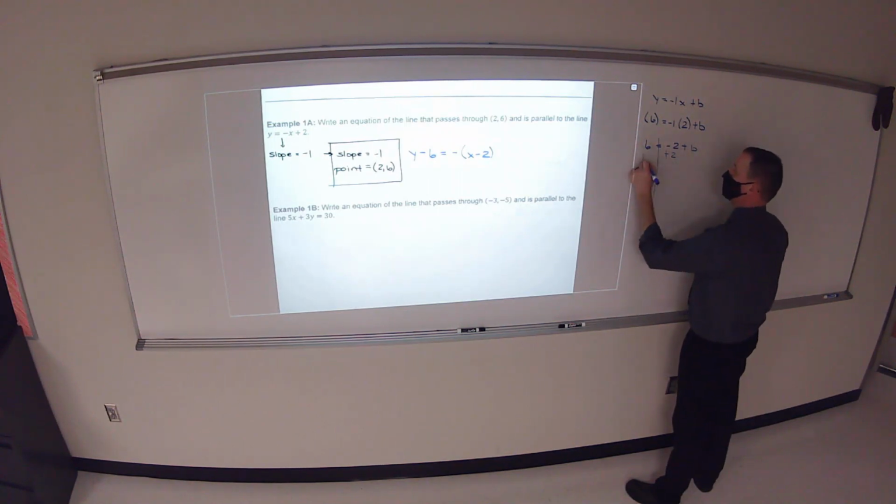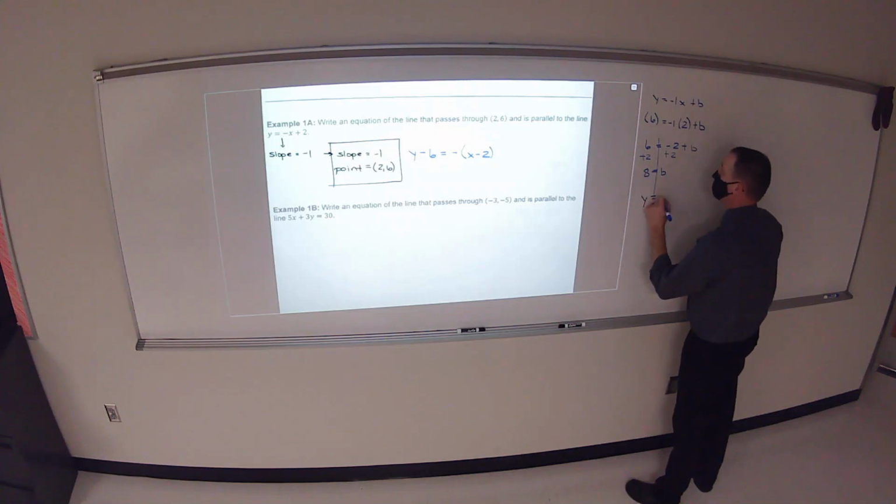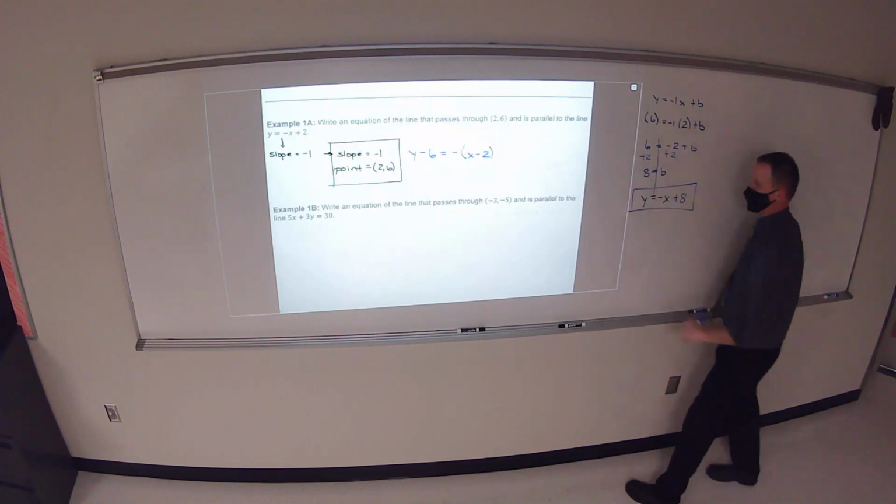Add 2 to both sides, b would be equal to 8. So we'd have y equals -1x plus 8 as an answer.